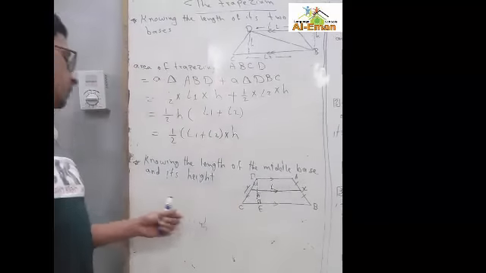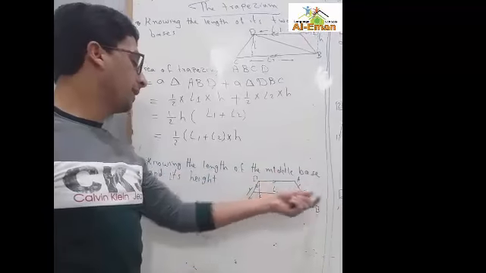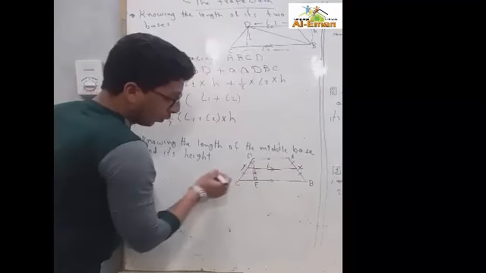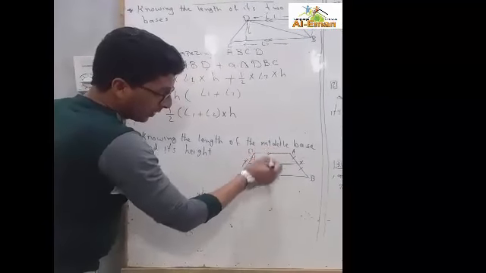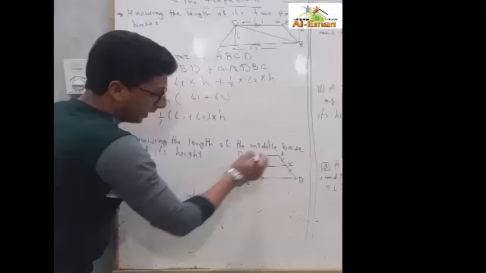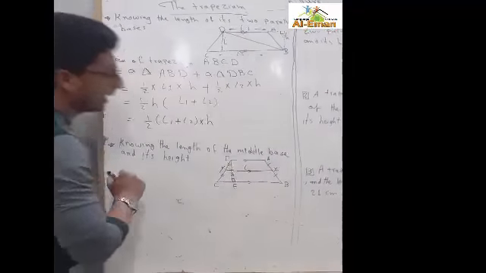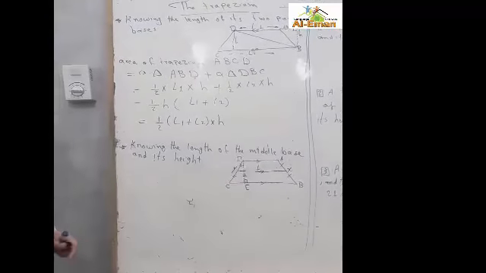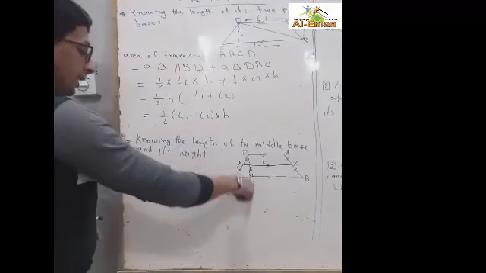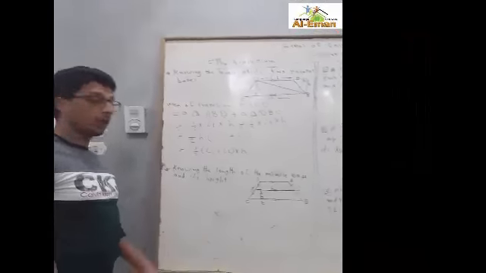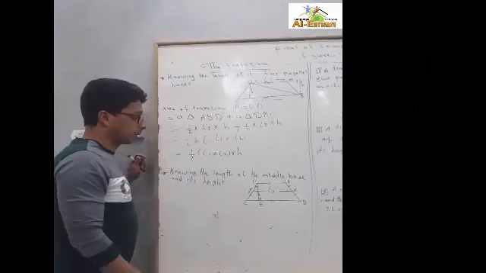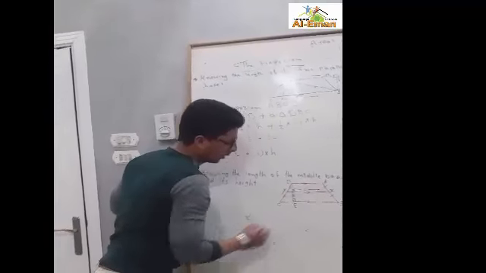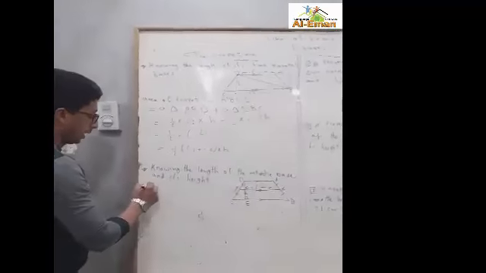Here in the second exercise, we know the length of the middle base. This is the middle base, by the way. The middle base XY is parallel to the small base and the great base, AD and BC. They are parallel. And DE is the height.